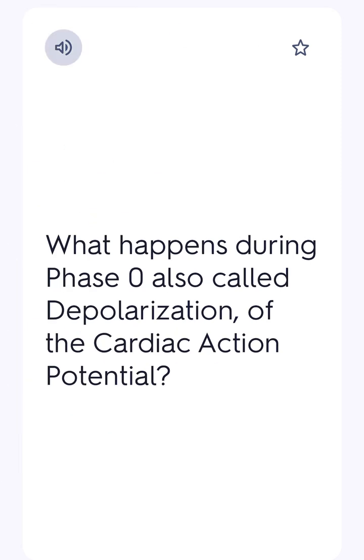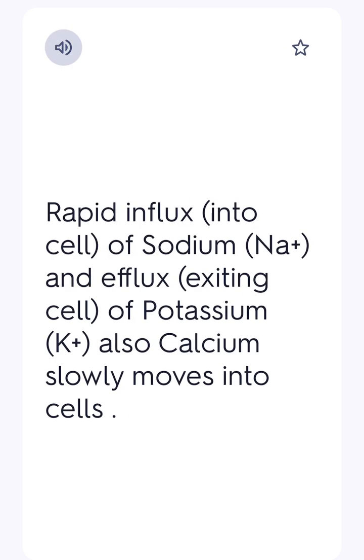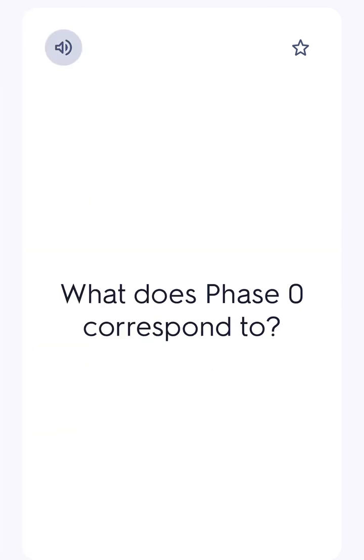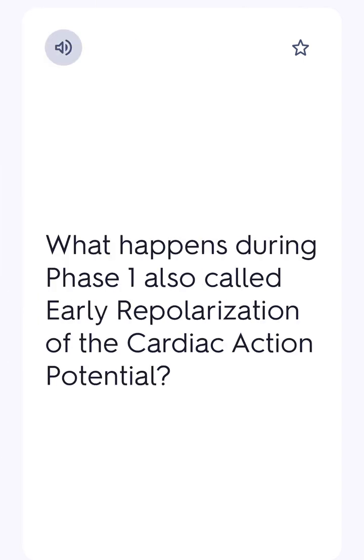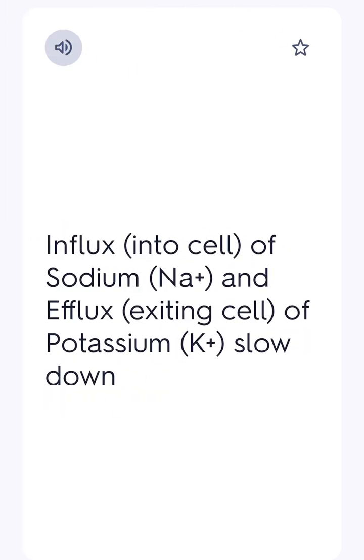What happens during phase 0, also called depolarization, of the cardiac action potential? Rapid influx of sodium and efflux of potassium; also calcium slowly moves into cells. What does phase 0 correspond to? QRS complex on ECG. What happens during phase 1, also called early repolarization, of the cardiac action potential? Influx of sodium and efflux of potassium slow down.